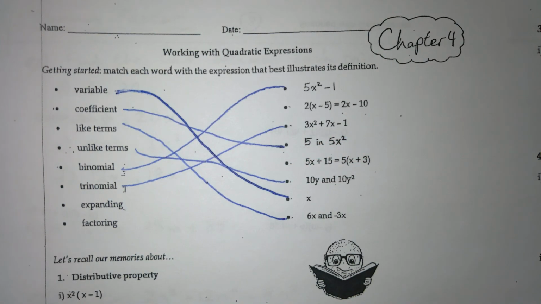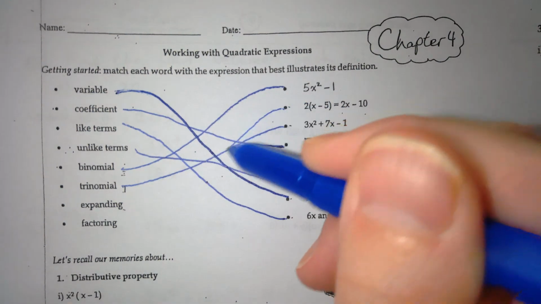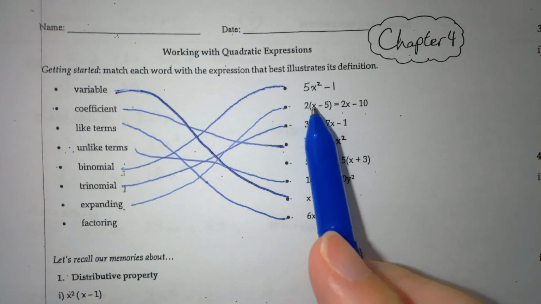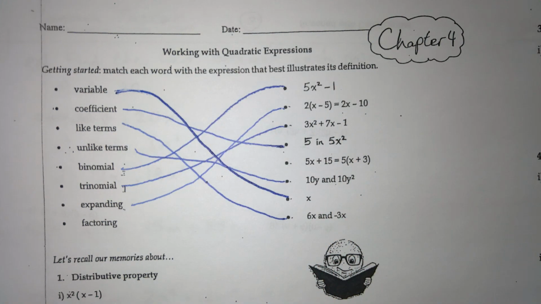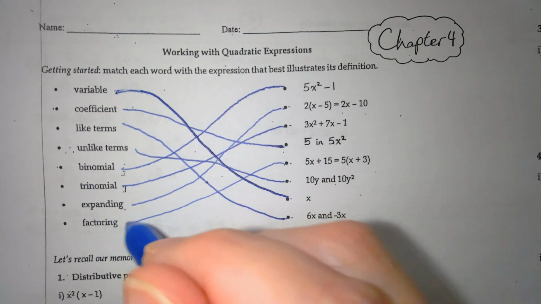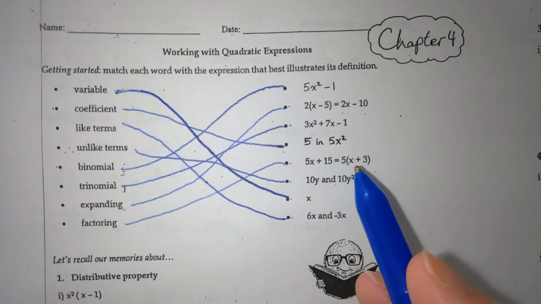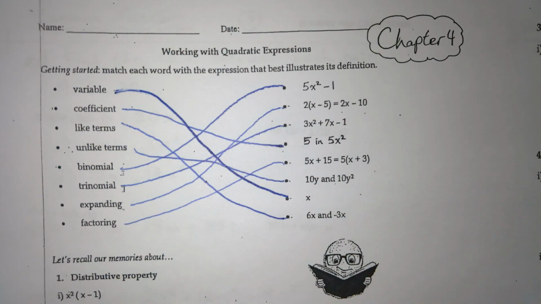And then expanding. Which one of these is an example of expanding? Ethan? Yeah, the second one. So basically expanding means dropping the brackets. After you expand it out, no more brackets. So then what is factoring? Yeah, the other way around, which means putting it in brackets.